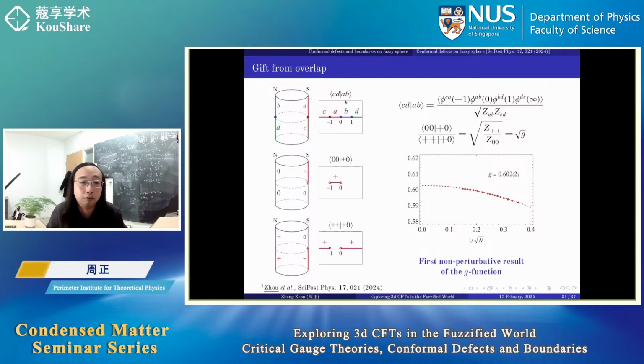And if we take the overlap between the ground states of different defect configurations, the overlap can tell us much information, including this G function. It is nothing else than the ratio of the overlap of 0,0 with +0 and ++ with +0. This gives us the first non-perturbative result of the G function.